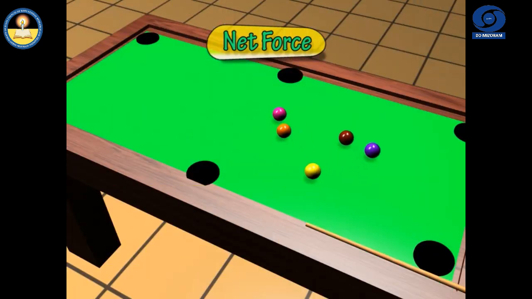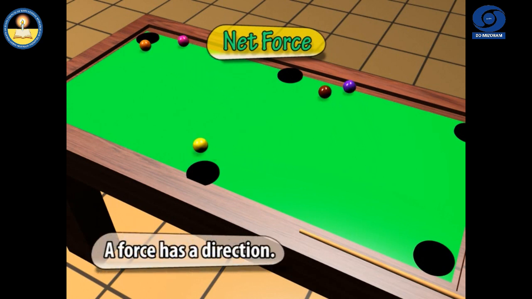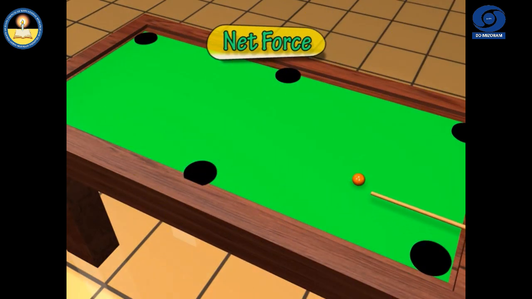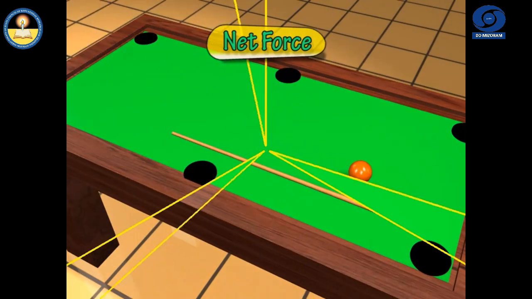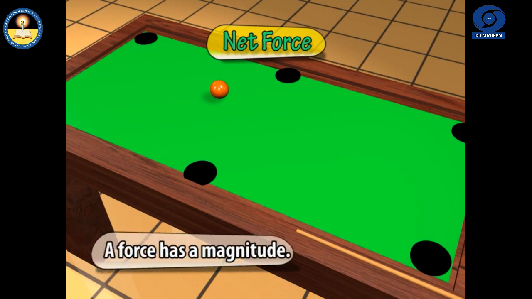One can push an object in different directions. This indicates a force has a direction. And if the same force is applied on a small and a large object, their speeds are different, indicating they have different magnitude. This indicates a force has a magnitude.